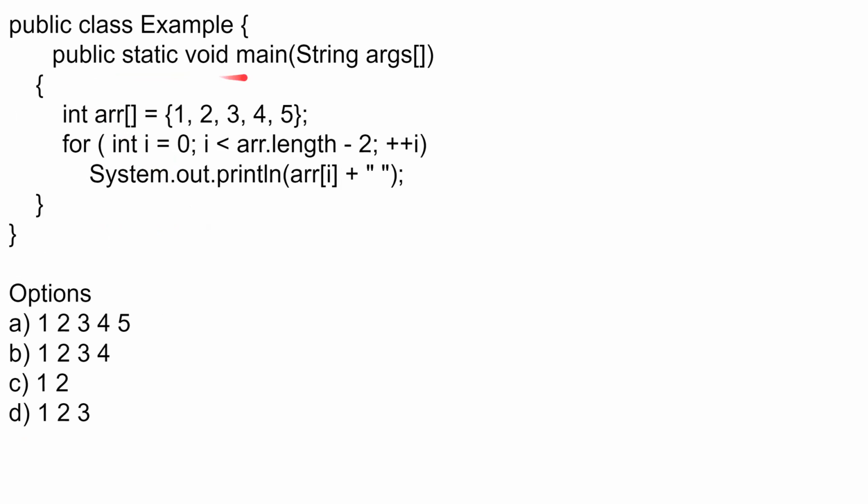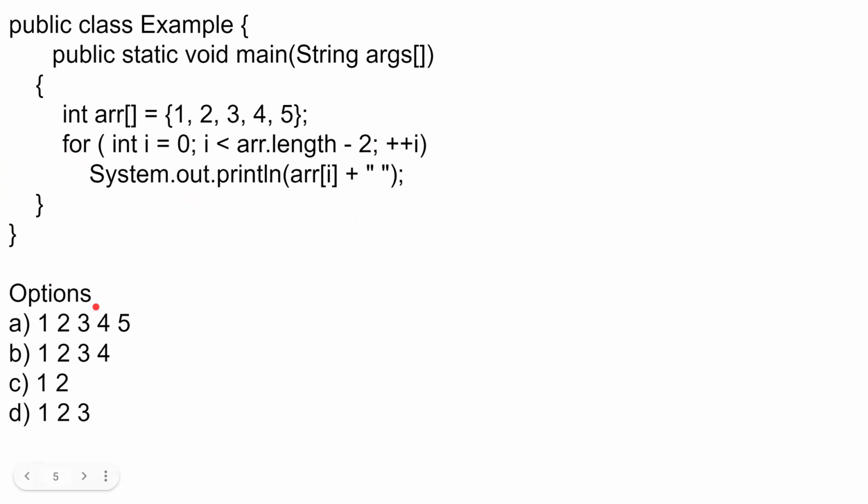So in this main method, I have written an integer array and it is initialized with these 5 values: 1, 2, 3, 4, 5. Now I have written one for loop for integer i equal to 0; i should be less than array.length minus 2. And inside that for loop, I'm simply trying to print System.out.println(array[i] + space). So we have to guess what will be the output.